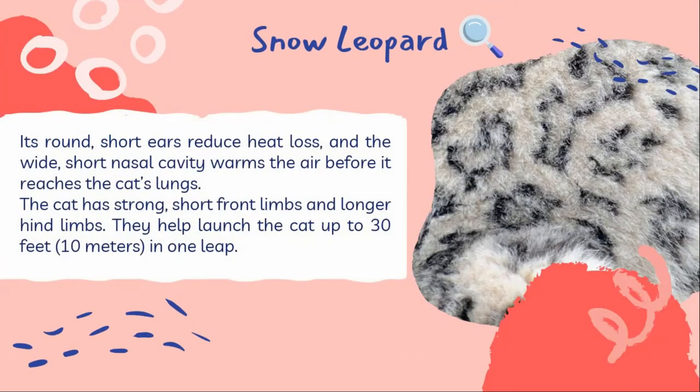Its round and short ears reduce heat loss, and the wide, short nasal cavity makes the air warm before the air reaches the cat's lungs. The cat has strong, short front limbs and longer hind limbs to help launch the cat up to 30 feet or 10 meters in one leap.